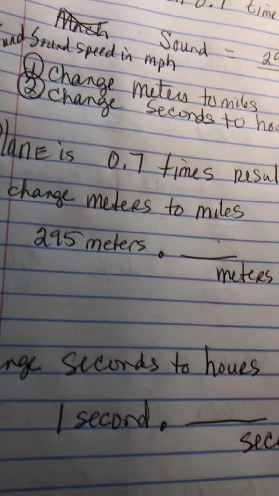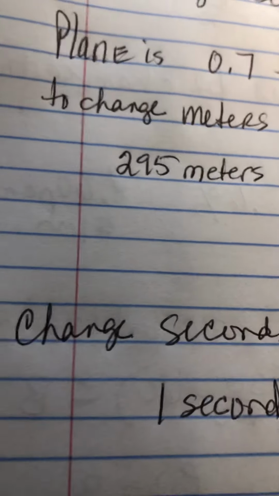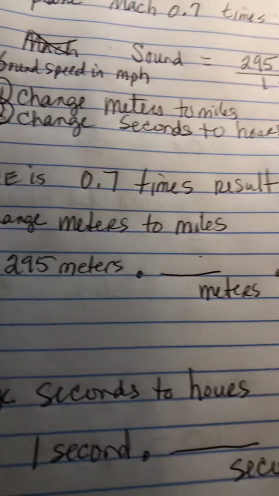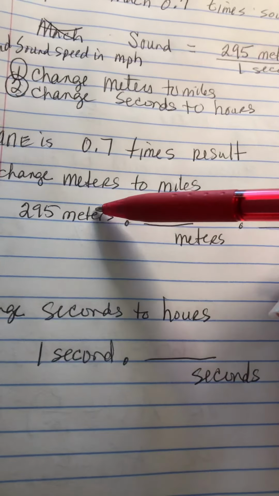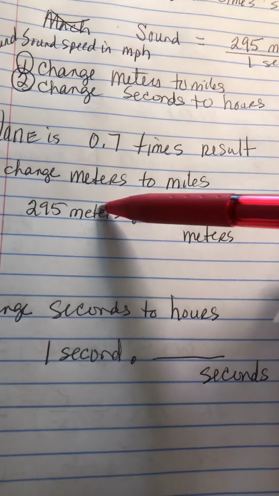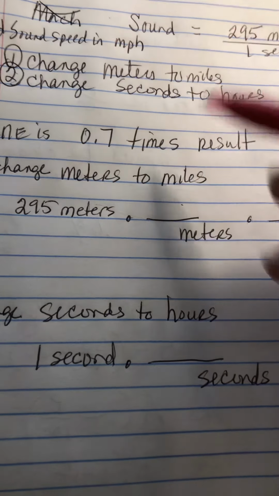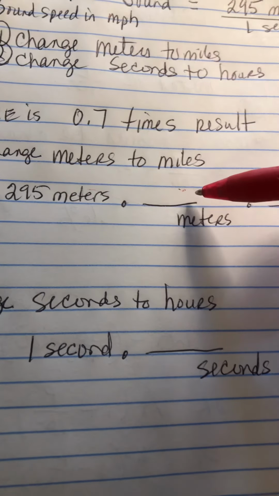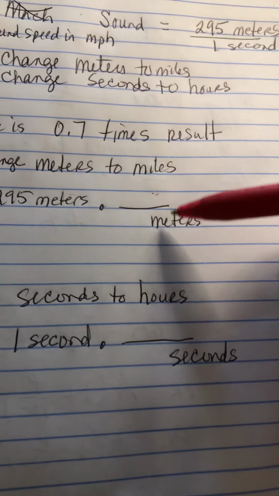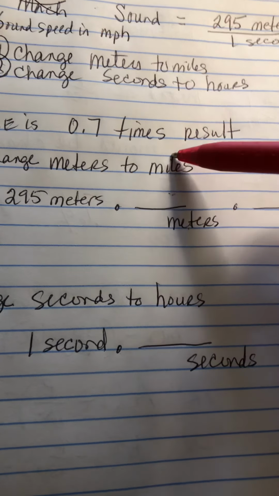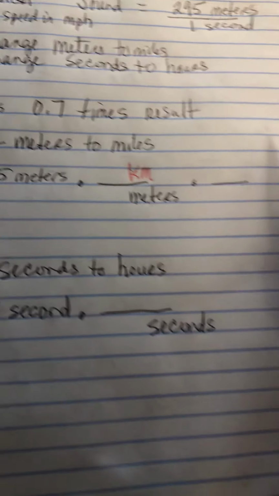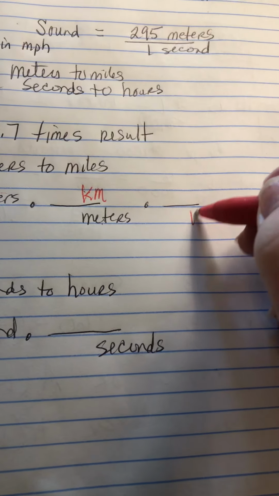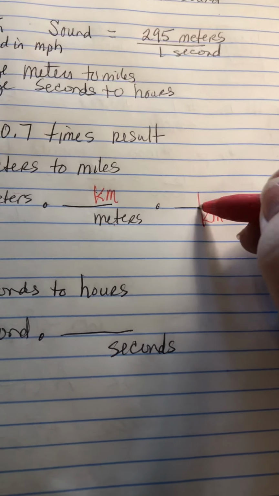So to change the meters to miles, we're going to start with the 295 meters. Whenever you set these up, you need to make sure the opposite corner labels are the same, and what's on top is what you want to change it into. Well, we don't really have a conversion from meters to miles, but we have from meters to kilometers, and then we can change from kilometers to miles.